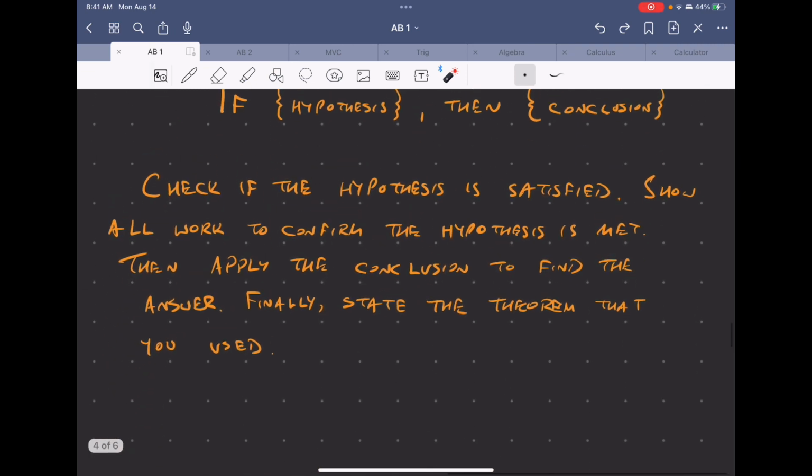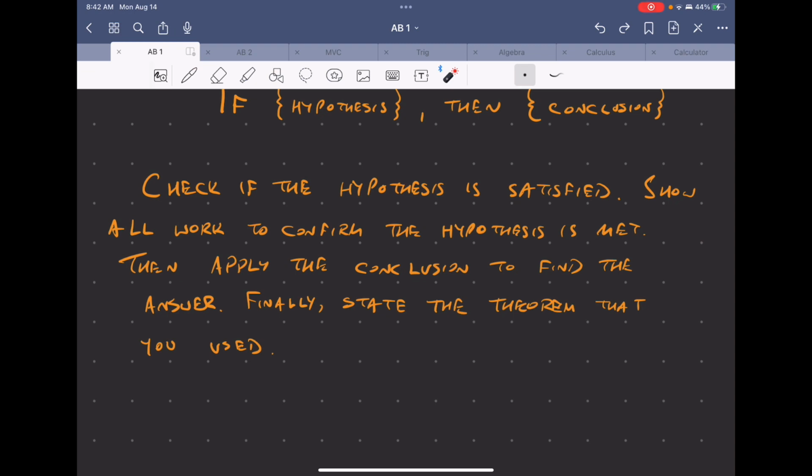So what you want to do is first check to see if the hypothesis is satisfied within your problem. If you think it is, then go ahead and show all the work to confirm that the hypothesis has actually been met. The hypothesis might have several different stipulations that must be true, and you want to go through and tick all those off. You want to show this work because, if it's a free response question, the reader is going to be assigning points specifically to those points. They're going to be looking to see, did you actually consider the hypothesis for that theorem?